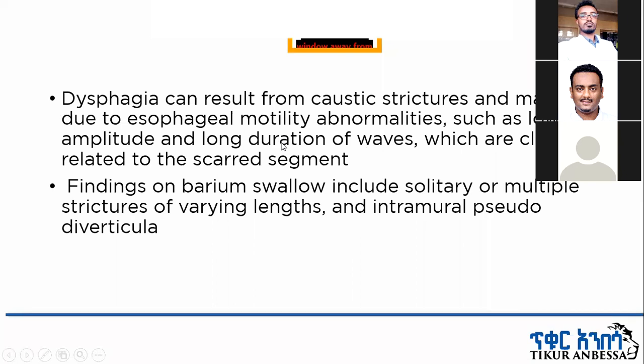Why do these patients develop dysphagia? One is obvious, because of mechanical obstruction, because food cannot pass down. Second is because of interruption of the swallowing waves coming from the proximal esophagus to the distal esophagus. So PRM could show solitary or multiple strictures of varying lengths, and there might be diverticula also from injury in these patients.